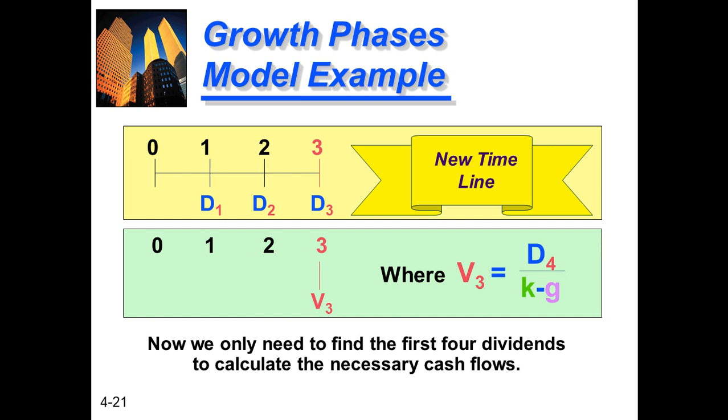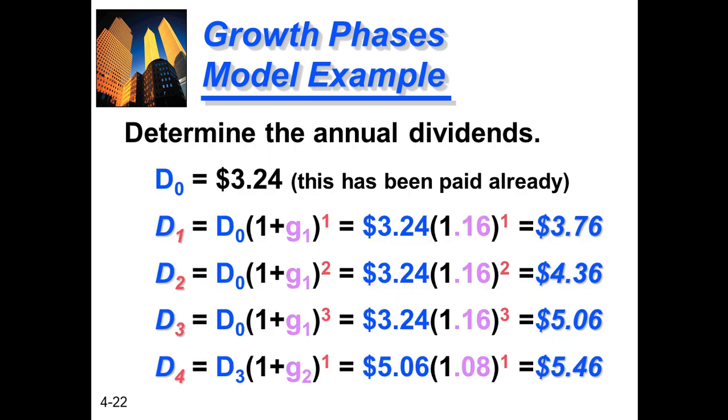So you can see in the first line, first phase, there is no constant growth model. In the second phase, there is a constant growth model. We can use this formula, D4 divided by K minus G. So we are supposed to find the dividends to calculate the necessary cash flows. D0 is equal to 3.24, which is already paid out without any growth. But in D1, there is growth for the first year, which is 3.24 multiplied by 1.16. In the first phase, first year, 16% growth, which becomes 3.76.